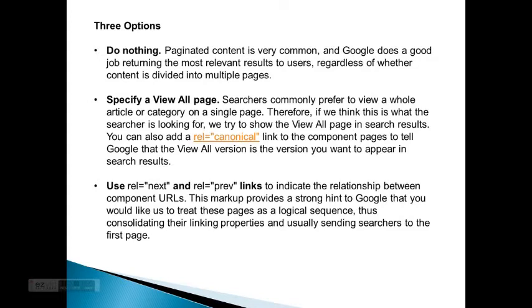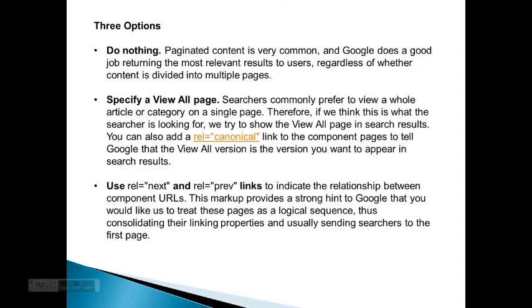Specify a view all page. Searchers commonly prefer to view a whole article or category on a single page. Therefore, if we think this is what the searcher is looking for, we try to show the view all page in search results. You can add a rel=canonical link to the component pages to tell Google that the view all version is the version you want to appear in search results.